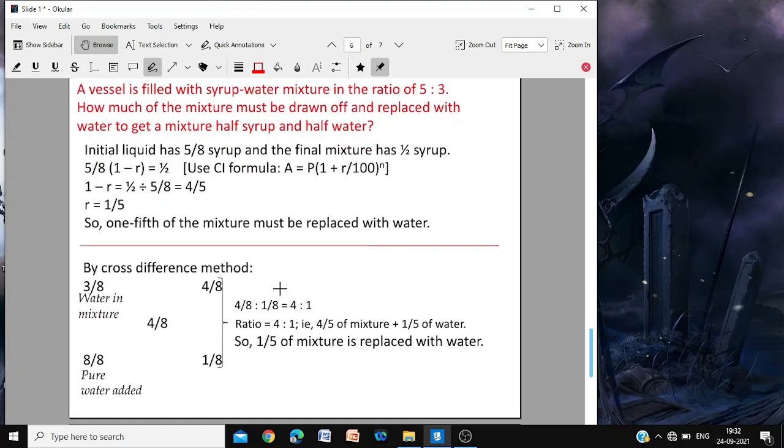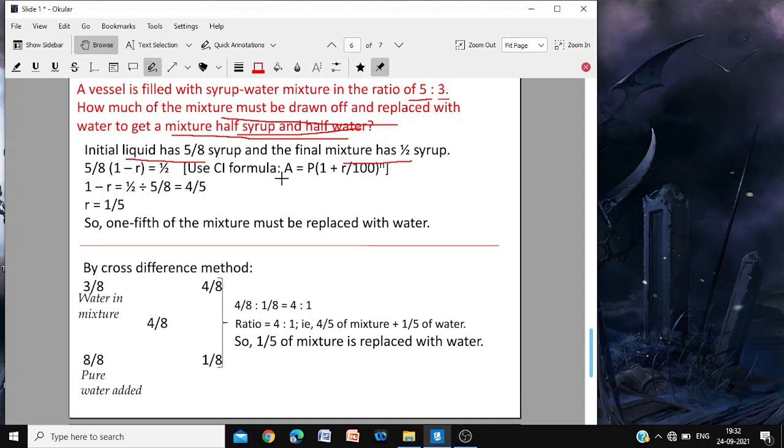A vessel is filled with a syrup water mixture in the ratio 5:3. How much of the mixture must be drawn off and replaced with water to get a mixture half syrup and half water? The initial liquid has 5/8 syrup, 5:3. That means 5/8 and 3/8. 5 plus 3 is 8, so 5/8 and 3/8. So the initial liquid has 5/8 syrup and the final has 1/2 syrup, half syrup and half water.